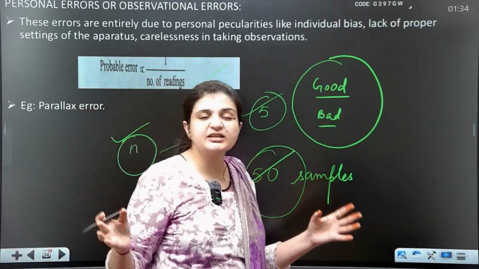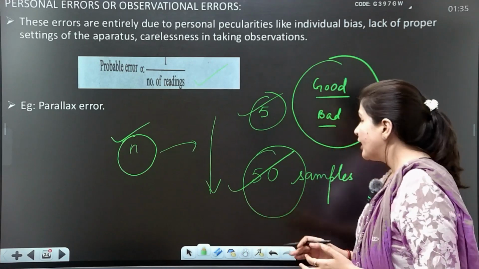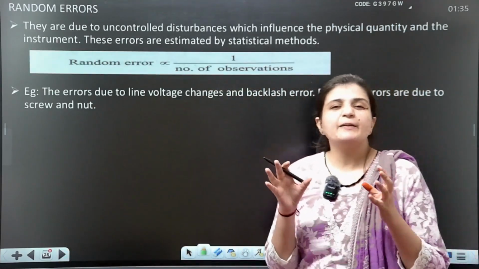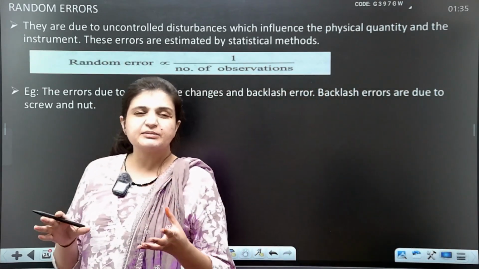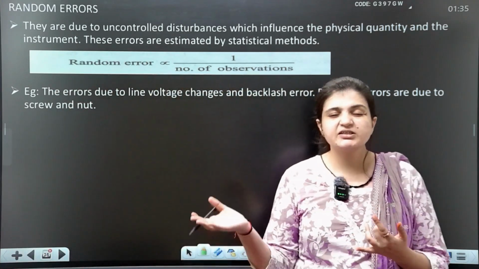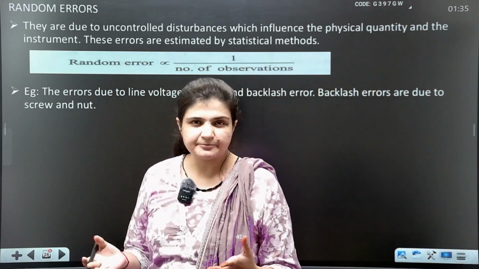So the larger the readings, the lesser the error. Now students, let's move further. So this was all about the systematic errors. In systematic errors, we take the errors which are due to surroundings, due to imperfection in the procedure, or due to human error.